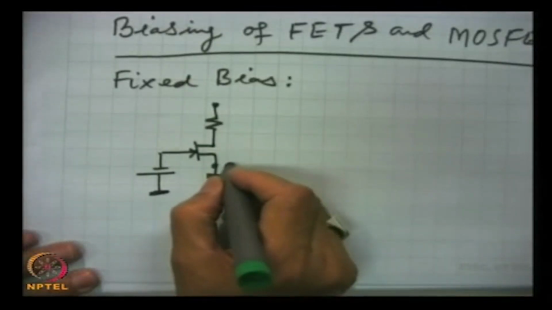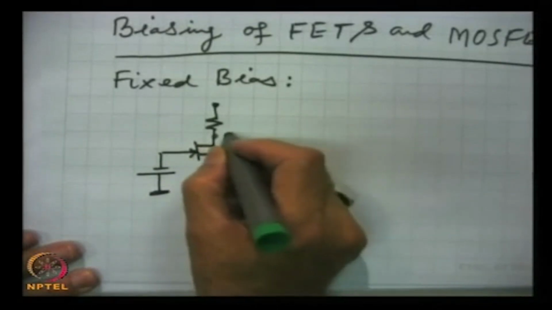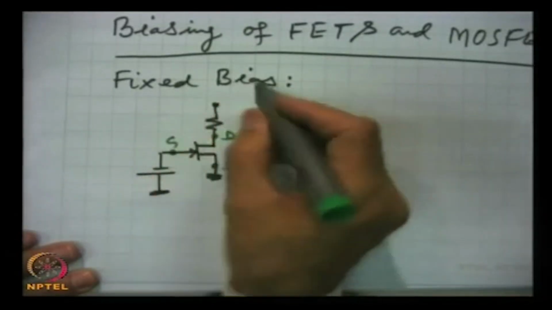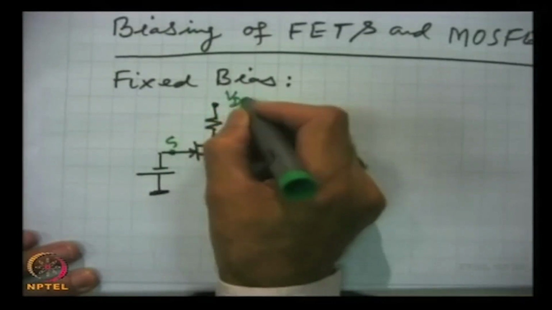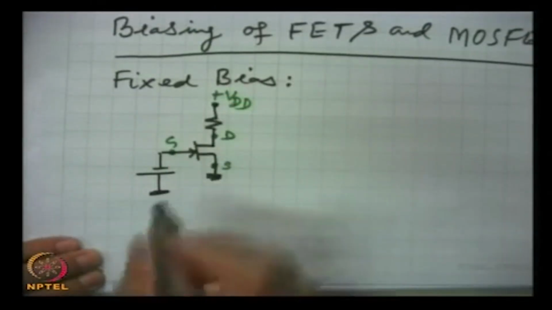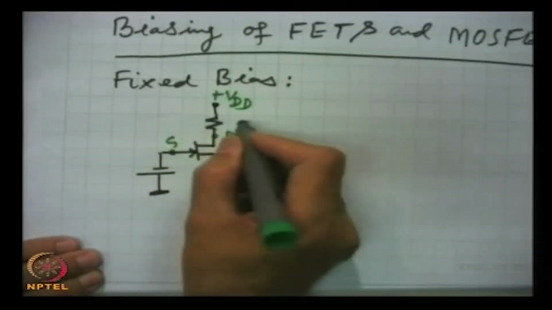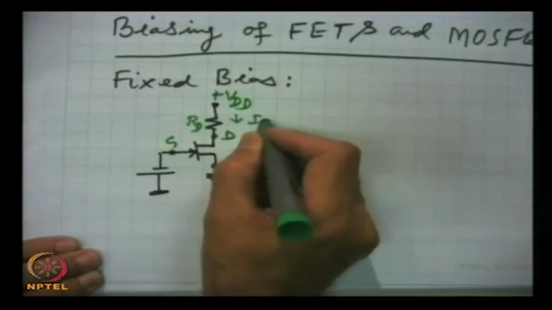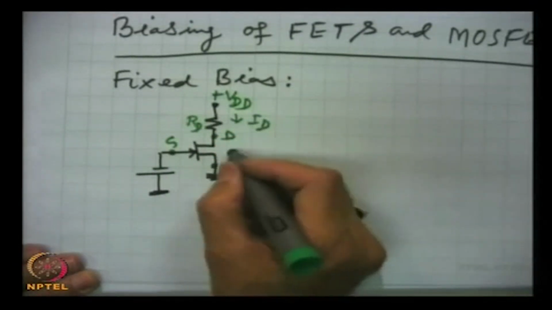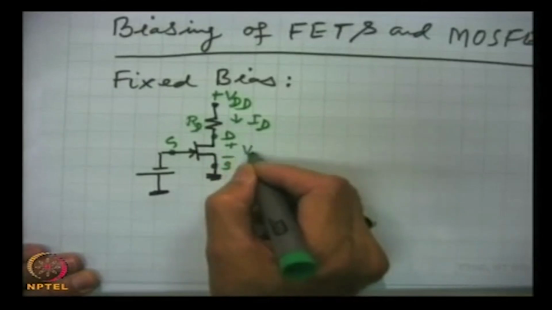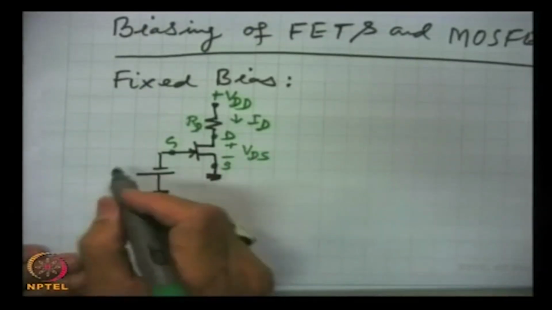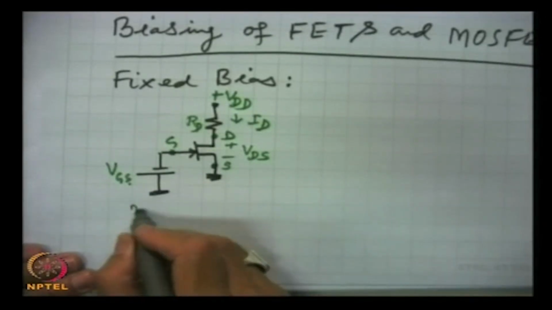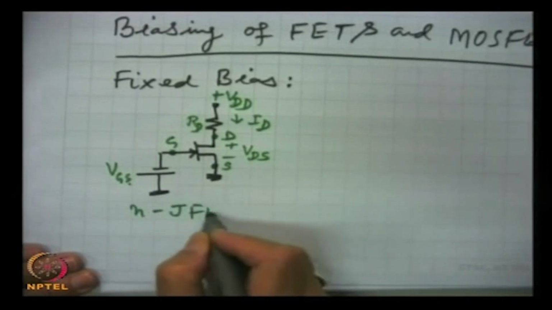This is source, this is drain, this is gate, and this is VDD, and here this is the resistance RD and the current ID flows through it, and here there is a voltage drop VDS, and this is VGS. This is for N type JFET.